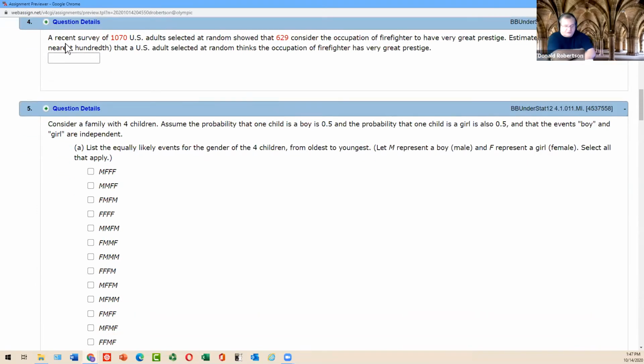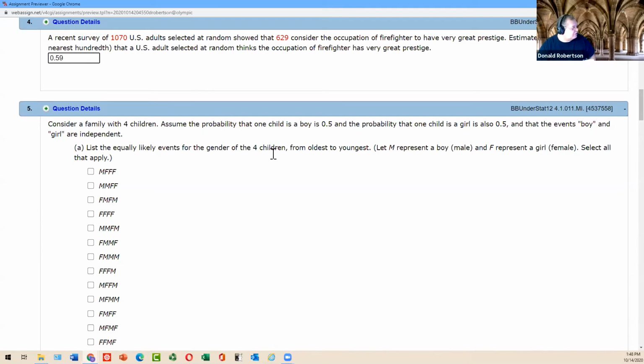Now, this is relative frequency. In other words, we're not doing theoretical probability, we're doing an experiment based on some data. And it's a relative frequency that we're interested in. So in a recent survey of 1,070 adults, 629 said that firefighters were a very prestigious job. And let's see what that comes out to be. 629 gets divided by 1070, and you type in your answer to the nearest 100th, which according to my calculator is 0.59.